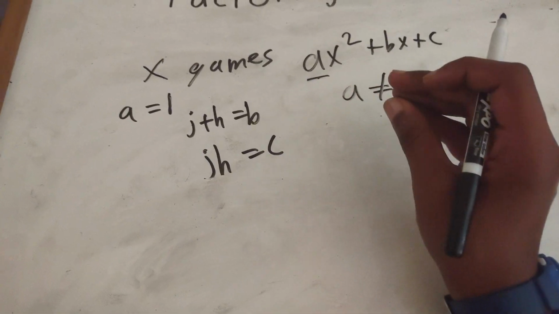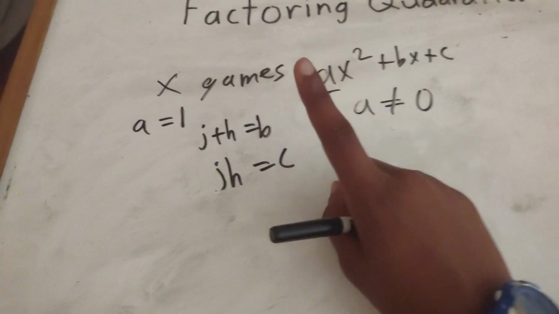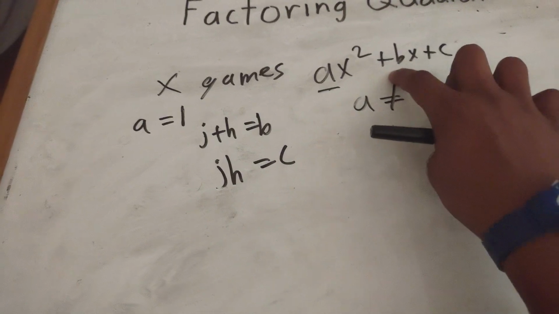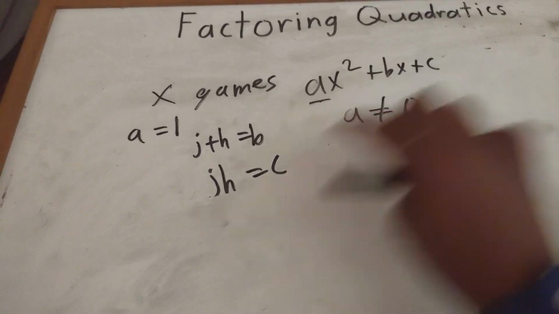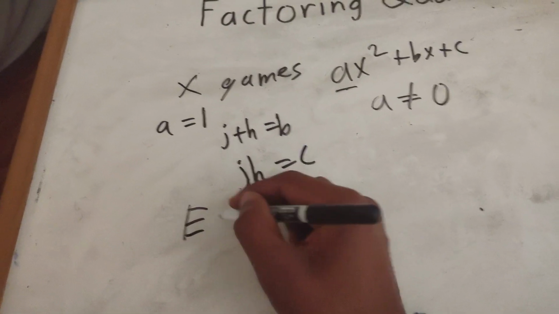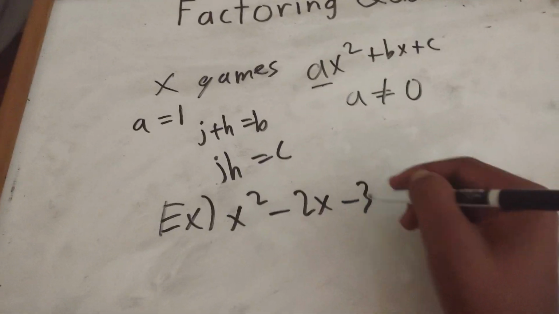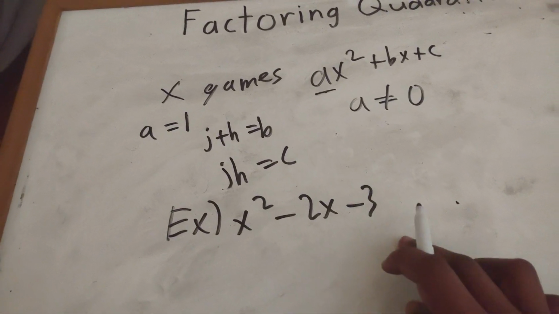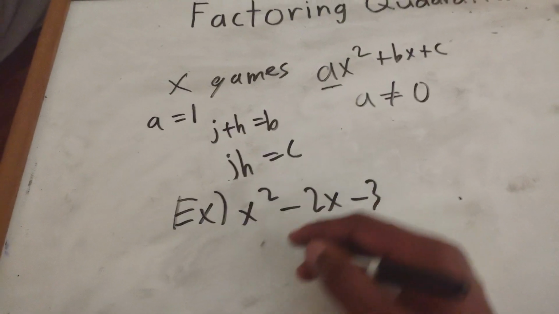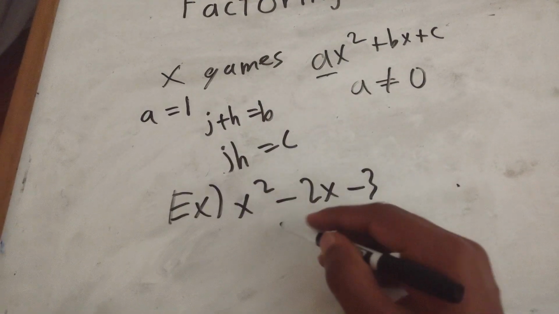So the X Games method works if the leading coefficient, being a, is 1, and you have to find two values, being j and h, that add to b and multiply to get c. So let's look at an example here really quick. So x squared minus 2x minus 3. The leading coefficient here is 1. So a would be 1. So we can use this method.